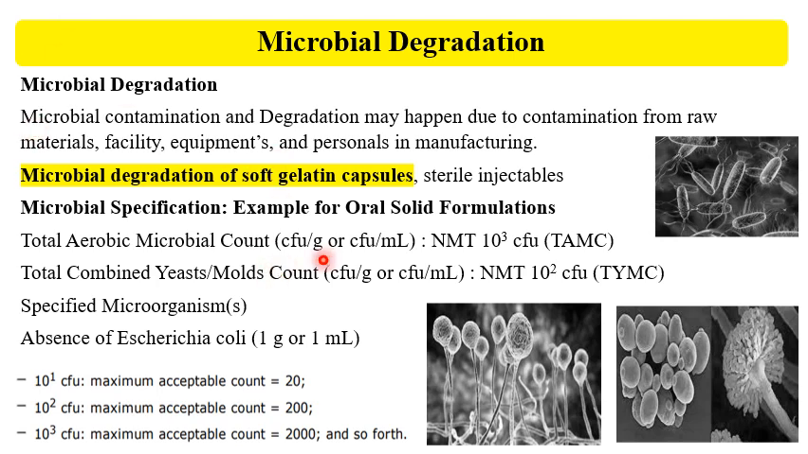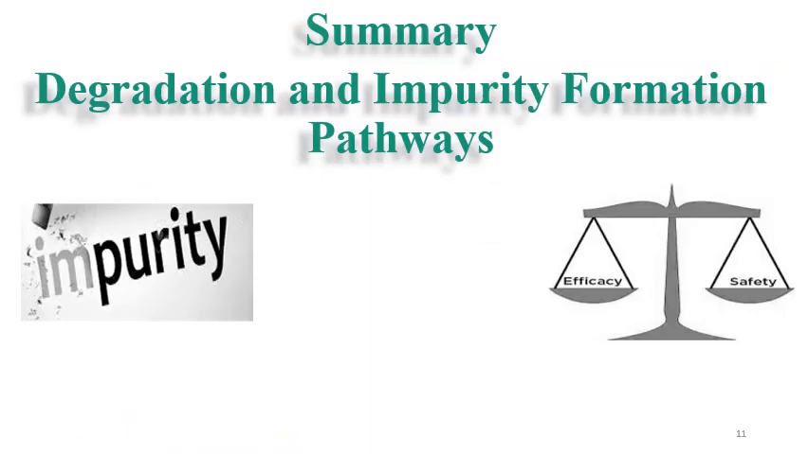So how to understand this CFU? Here it is given, this reference I have taken from the USP. 10 raised to power 1 CFU means maximum acceptable count is 20, and CFU is colony forming units. Second is 200, third one is 2000, and so forth. So here total aerobic microbial count 10 raised to power 3, this is 2000 colony forming units. Here it is 200, and the E. coli should be absent. So this is regarding the microbial degradation and contamination.